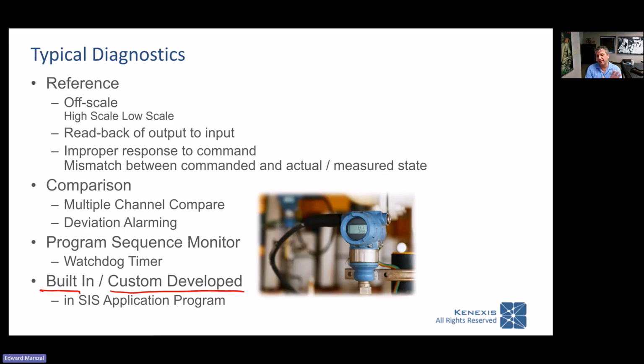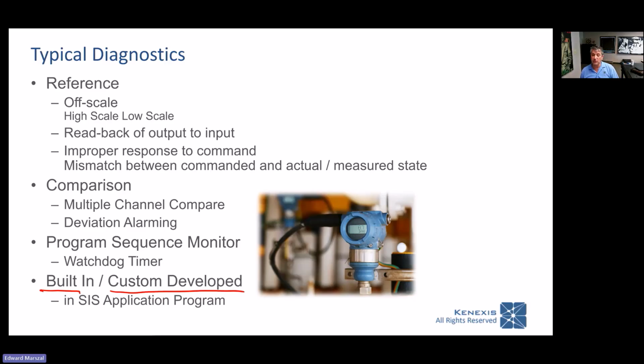Well, built-in are called internal diagnostics, and then the bolt-on or the custom developed are going to be called external diagnostics. So is it the subsystem itself that's performing the test? That's internal. Or is there additional equipment that's testing the subsystem? That would be an external.